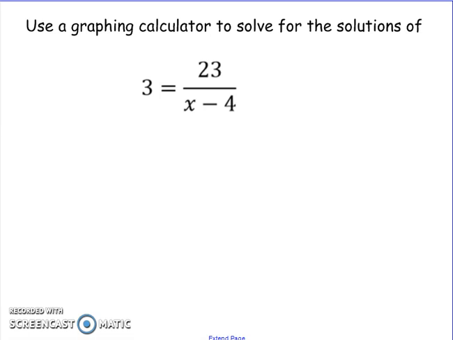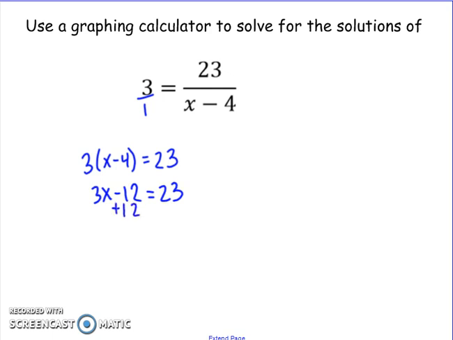So we're going to look at another problem. Again, first let's solve it with math, and then we'll use the graphing calculator. So again, we can say this is like 3 over 1. So we're going to multiply 3 times x minus 4 equals 23. So this is going to give us 3x minus 12 equals 23.